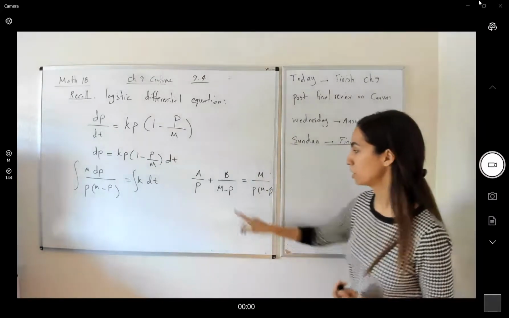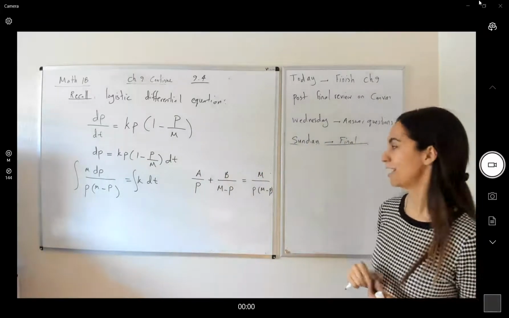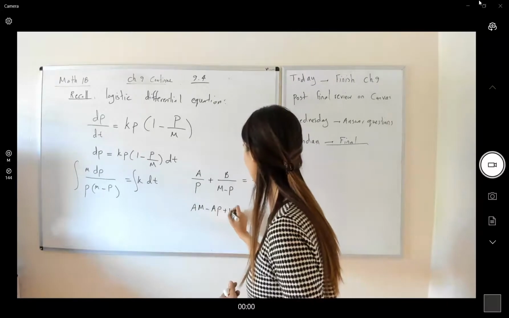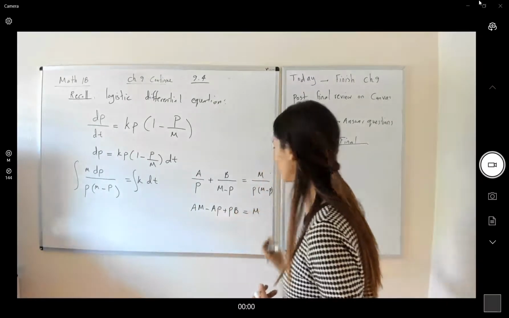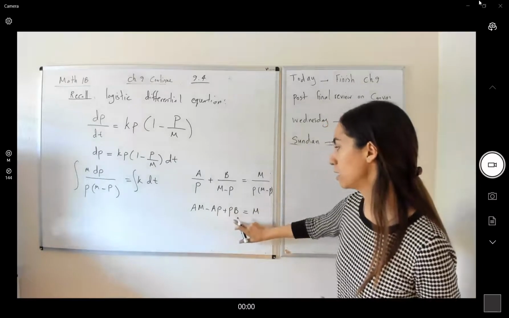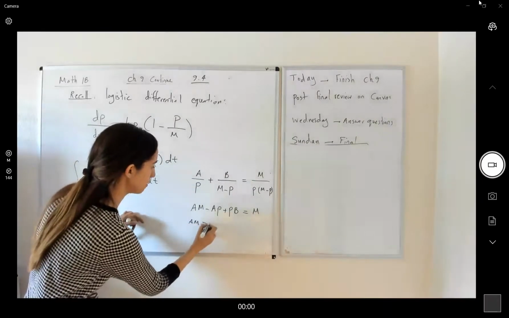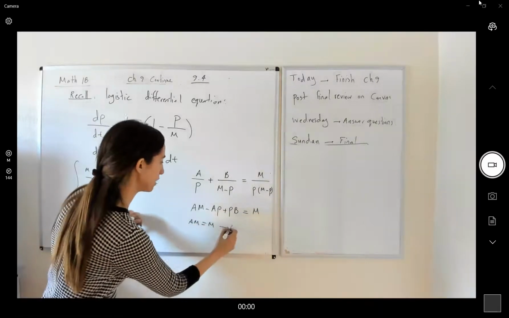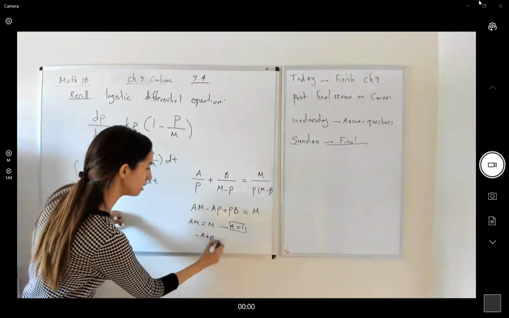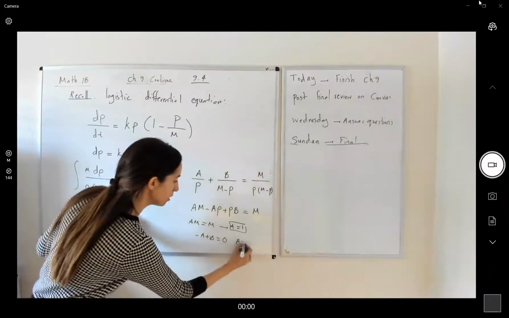There we go. So if you take the common denominator between these two and add them all, it must be equal to Am minus Ap plus Pb, which is equal to a constant. So what's the meaning of that? It means that negative A plus B is equal to 0. Am is equal to M. So A is equal to 1, and negative A plus B is equal to 0. You already know that A is equal to 1, so B is equal to 1.